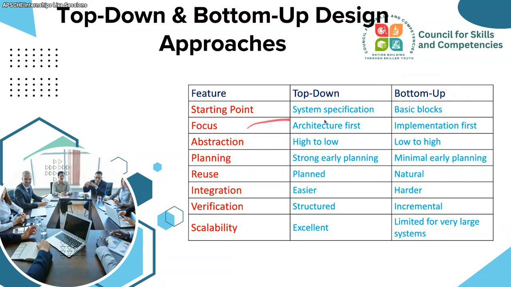Okay, so I have captured: system specification is the starting point for top down, basic block is the starting point for bottom up. So first the architecture level, whereas here the first is implementation level. So the abstraction is high, and from that they will go into a low level.